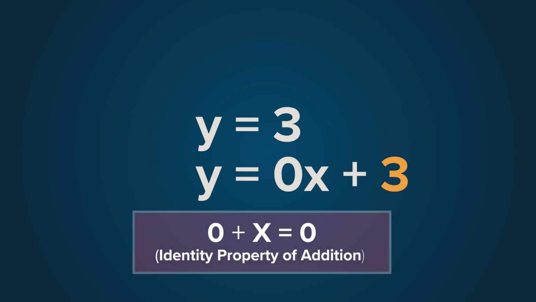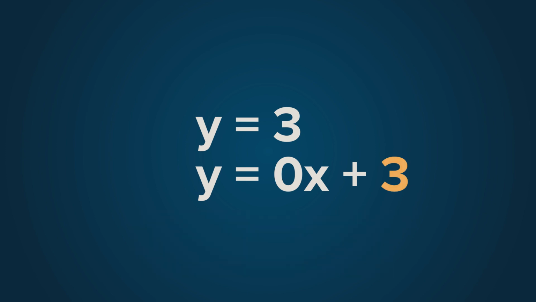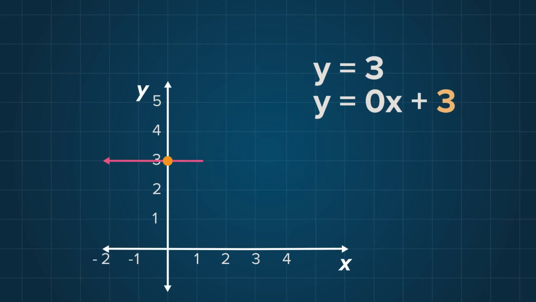Also, the sum of 0 and any number is that number. That is the identity property of addition. It means that the slope of the line is 0. That makes sense. The graph of this equation is a horizontal line. We know that the slope of a horizontal line is 0. The y-intercept is the constant in the equation, 3.